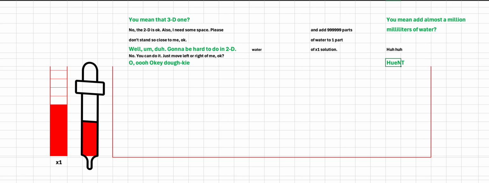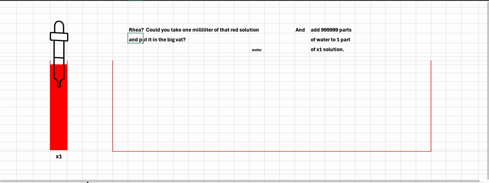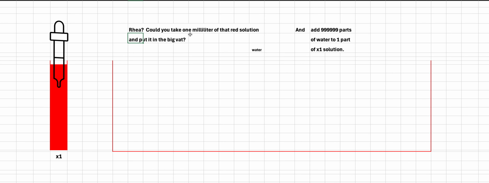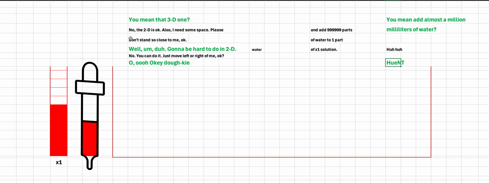So going back here, Rhea, could you take 1 milliliter of that red solution, put it in that big vat of water, and add 999,999 parts of water to that 1 part of times 1 solution? Could you do that? Yes.